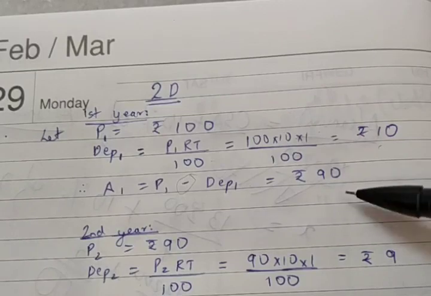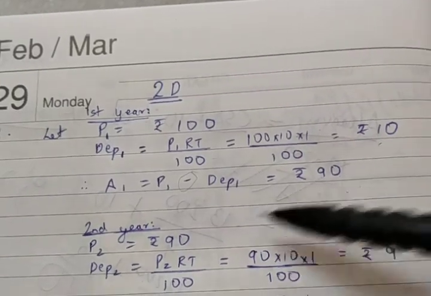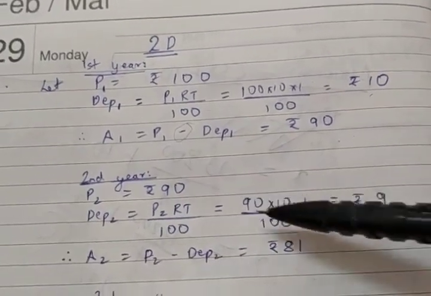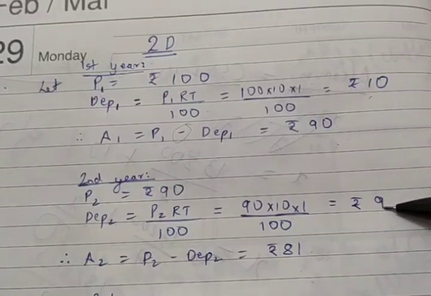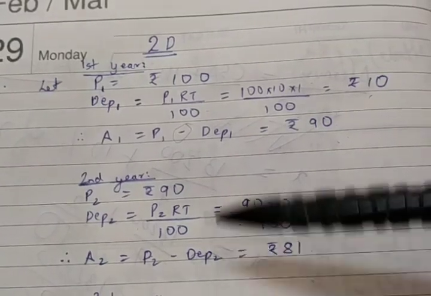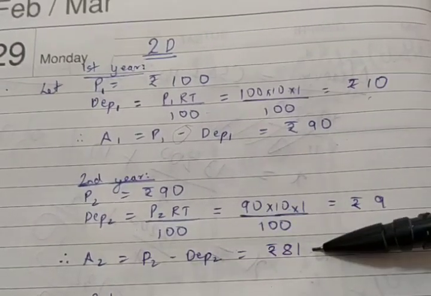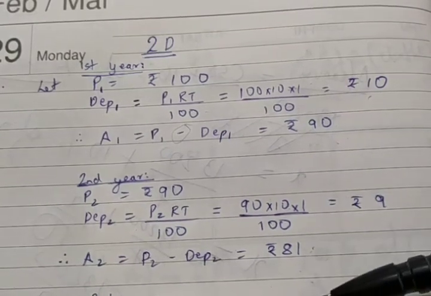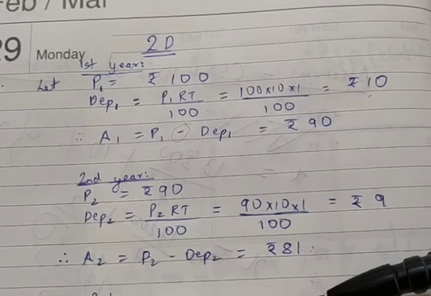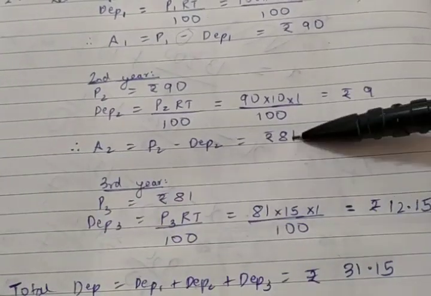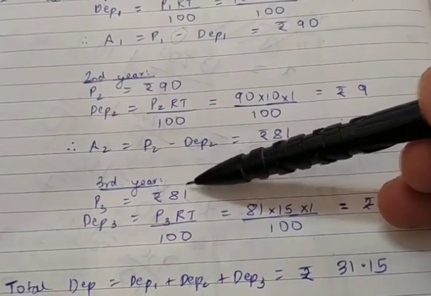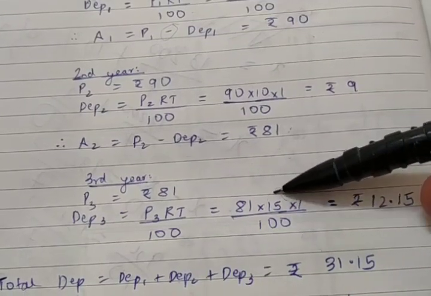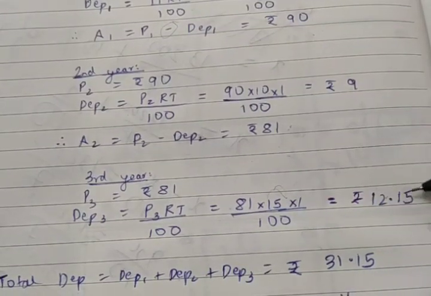After 1 year, it's 90 rupees. Now for the second year, the depreciation is 10% of that, which is 9 rupees. So now the amount after second year is 81 rupees. You see, the value keeps on decreasing since it is depreciation. And in the third year, 81 is the principal. So now the rate has changed for the third year, 15%. So the depreciation for the third year is 12 rupees 15 paise.